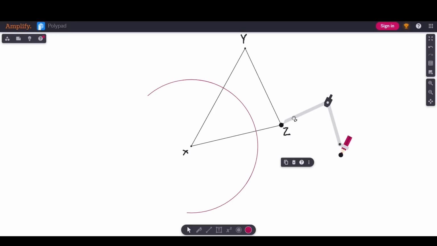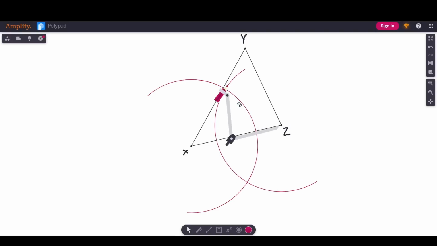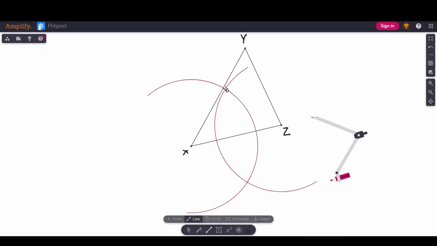So now you're going to move your compass to point Z. And then you're going to do the exact same thing. You're going to draw a line like so up here, and you're going to swing your arc down here. Okay? And you can see here how you have 2 intersecting points up here and down here. Congratulations, you've just drawn the bisector of this side XZ. Okay, and you're going to connect those 2 points to show that bisector.